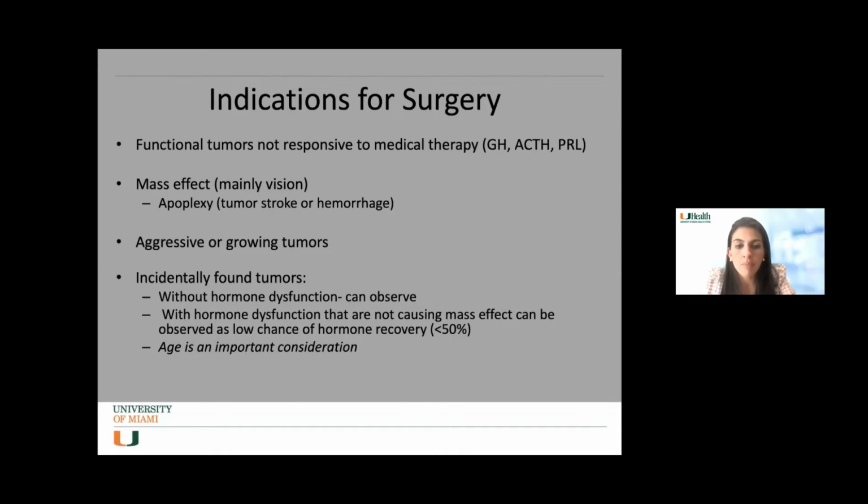Then you have the tumors that do have hormone dysfunction. They're not the functional tumors, but they're causing hormone dysfunction by mass effect. And the question is, do you operate on those? It's a little bit more controversial, but there is evidence to show that the chance of hormone recovery isn't great. It's about 50%, or less than 50%. So even for those, if they're not really causing too much mass effect, but you just have some, say, thyroid hormone dysfunction, you can continue to observe. A little bit more controversial. There are certain people who will advocate for resection of these. And then also, age is going to be an important consideration. You have to think about the patient's medical conditions, all of that sort.